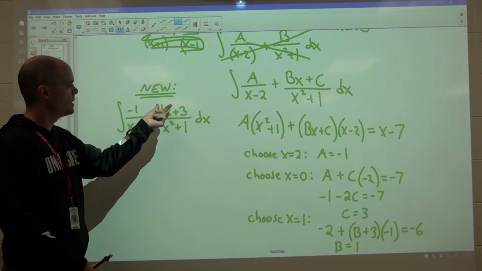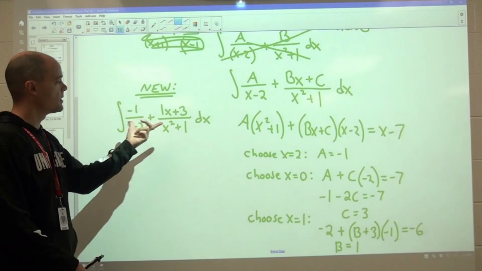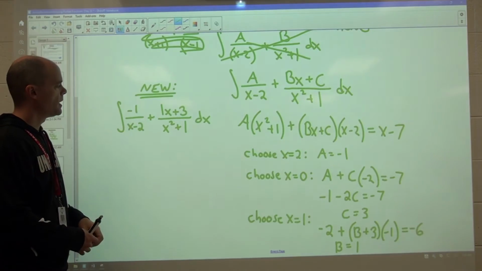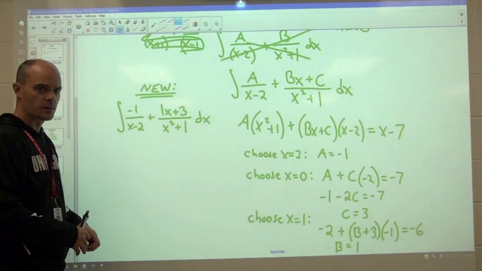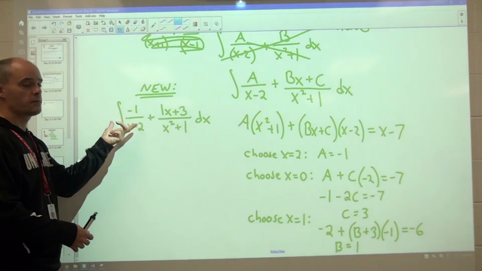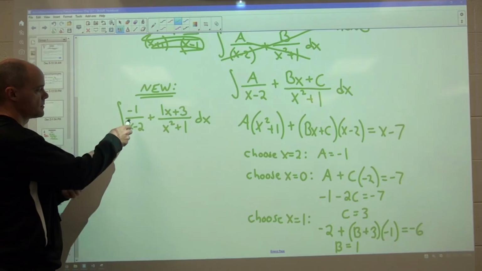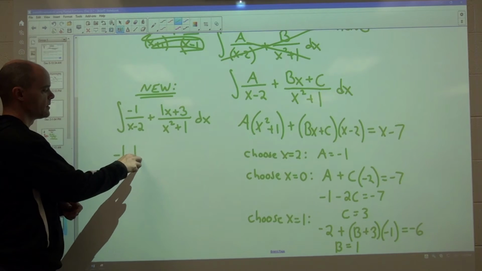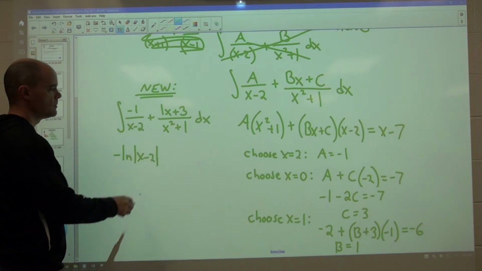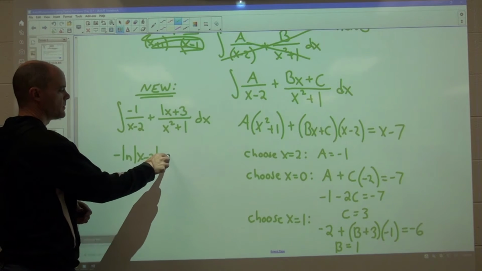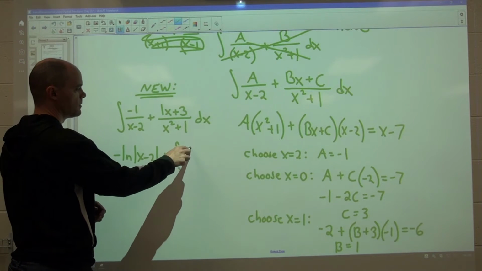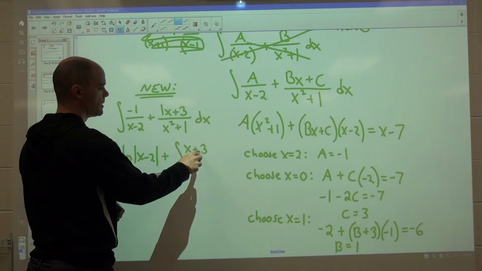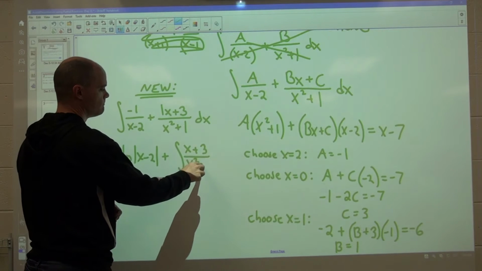Substituting A, B, and C back into the problem, I get this lovely integral here, and oh my goodness, what do we do? This is easy enough, right? So this is fine. We're going to get negative 1 times the ln of x minus 2. But then all of a sudden, how in the world am I supposed to integrate this?